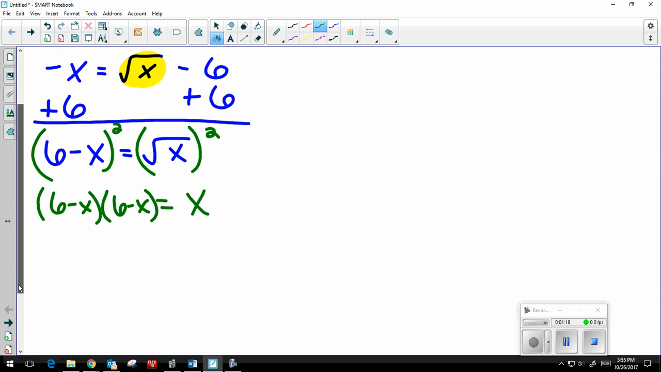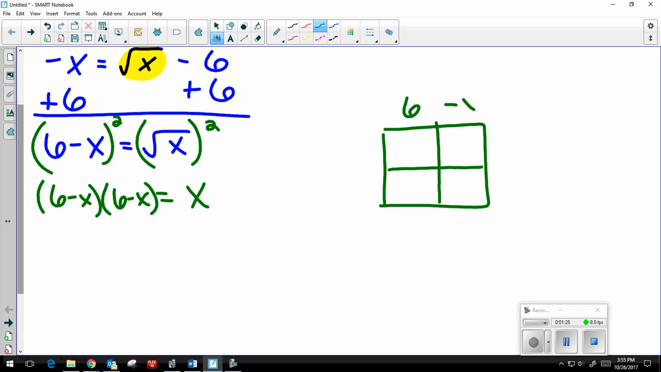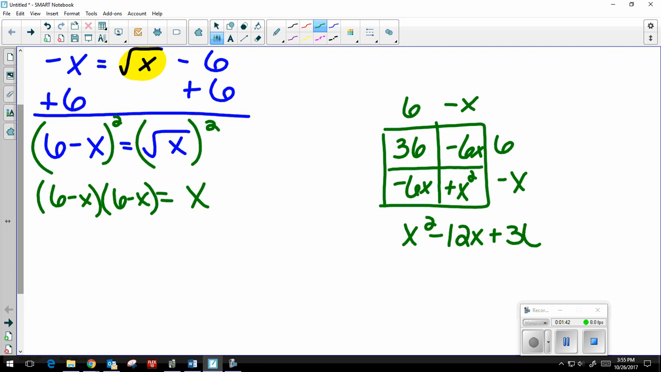Now, you can double distribute or you can use the box method. I'll show you the box method on the side. 6 minus x, 6 minus x. So I'm going to get 36 minus 6x minus 6x plus x squared. So when I combine my like terms for the box method, I'll have x squared minus 12x plus 36. So I'm going to put that back into my equation on the left-hand side. And then I still have that equals x.